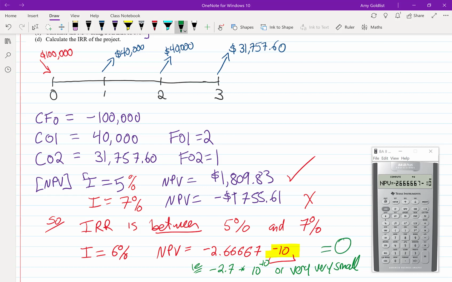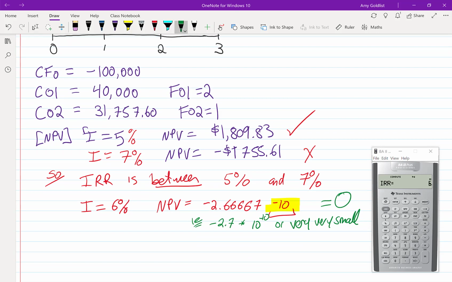And I can show you that that's what the internal rate of return is, because when I press IRR compute, we find out that IRR is 6%. So this is calculator runoff error for very, very small. Anytime you see that negative sign showing up, you know that that is going to be a very small number.